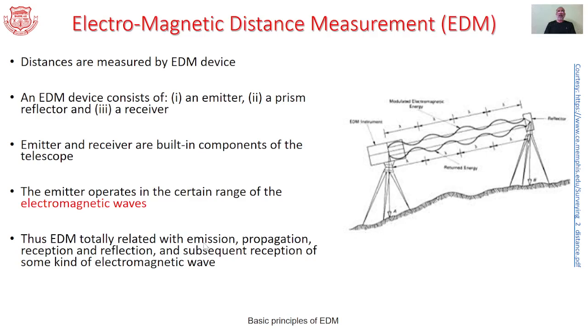Thus, this electromagnetic distance measurement is totally related with the emission, propagation, reception and reflection, and hence subsequent reception of selected electromagnetic wave emitted from the point of measurement. One more thing we will assume here. What are the factors that you considered about selection of the station, setting the equipment, centering the equipment, focusing the eyepiece, focusing the object glass, hence carrying out the temporary adjustments, and similar concepts are valid for electromagnetic distance measuring equipment also.